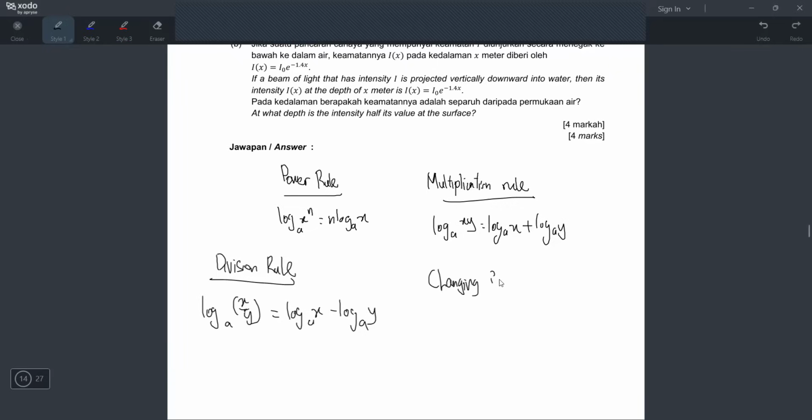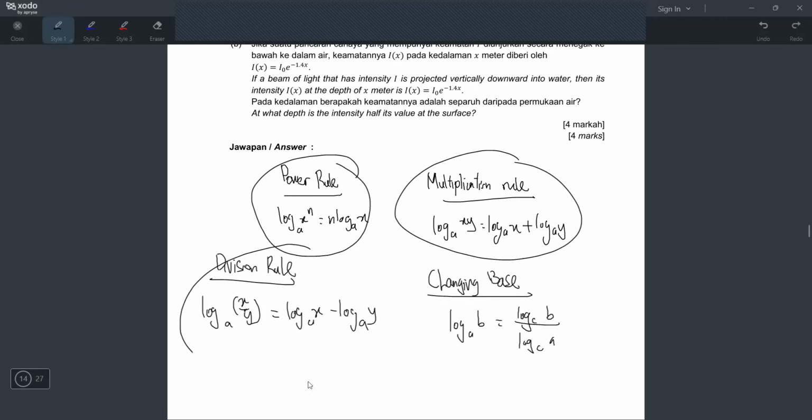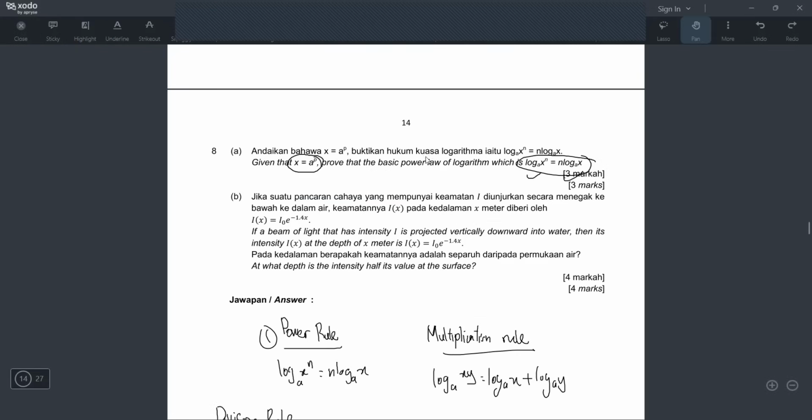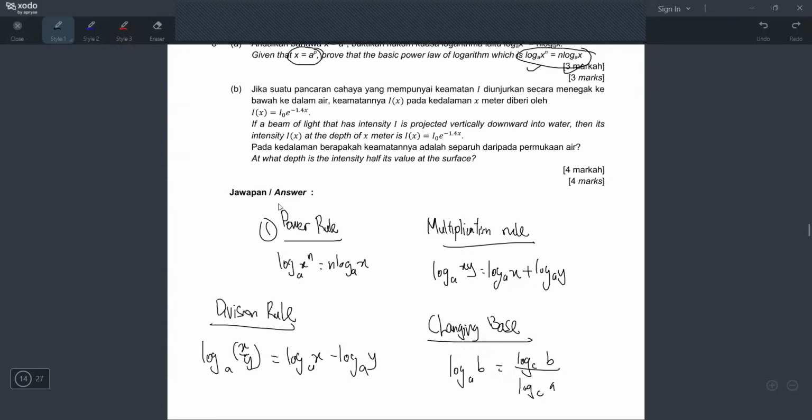And actually there's one more: the changing base formula for log. If I have log b base a, I can change it to log b over log a, with a new base c. But sometimes the question will change this to m, n or x, y or whatever, but it's still the same formula. So these are the four types of formula that I realize come out a lot in trials. The first one, the power rule, came out in the Perak paper for 2023.